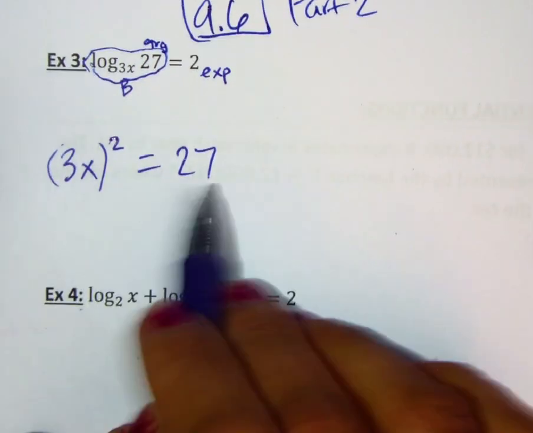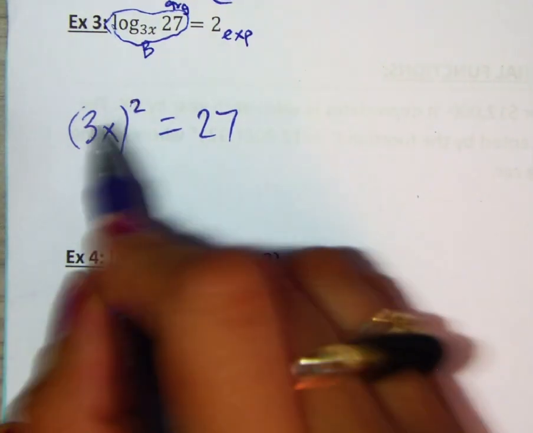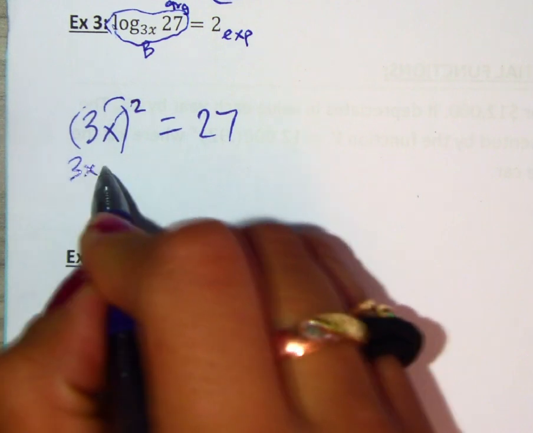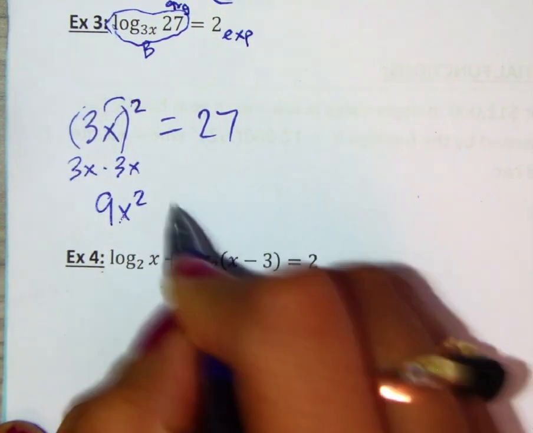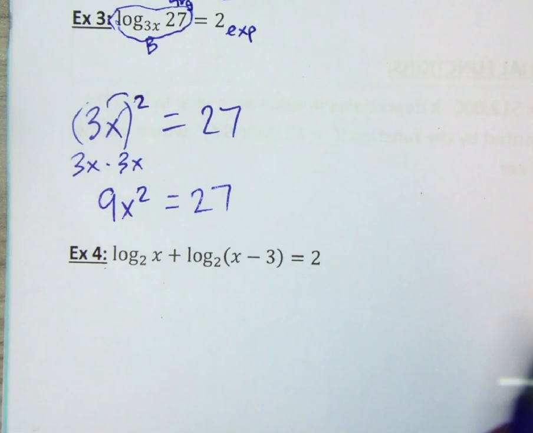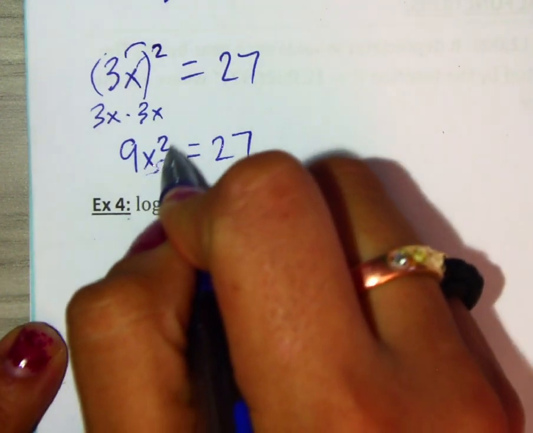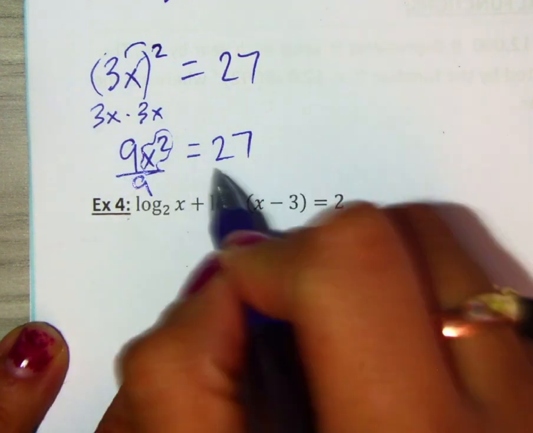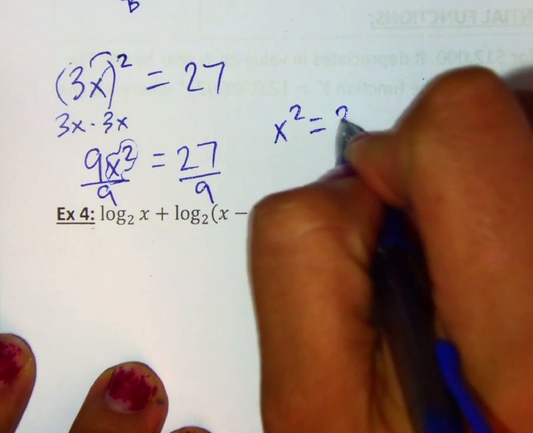Now we have an equation that has an exponent, so we need to consider rewriting this or distributing this exponent. This just means 3x times 3x, which results in 9x squared. And then from here, we can look at the x being squared, so we need to get rid of the 9 by dividing by 9. So that results in x squared equals 3.